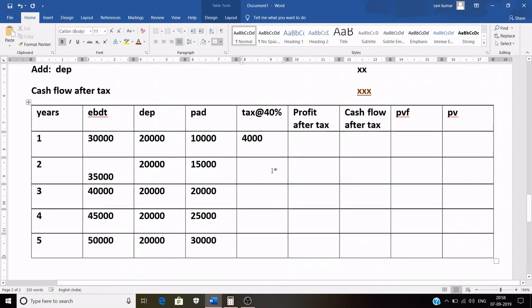So 15,000 at 40% is 6,000 rupees. You can calculate, 20,000 at 40% is 8,000 rupees. And 25,000 at 40% is 10,000. And the last, 30,000 at 40% would be 12,000.